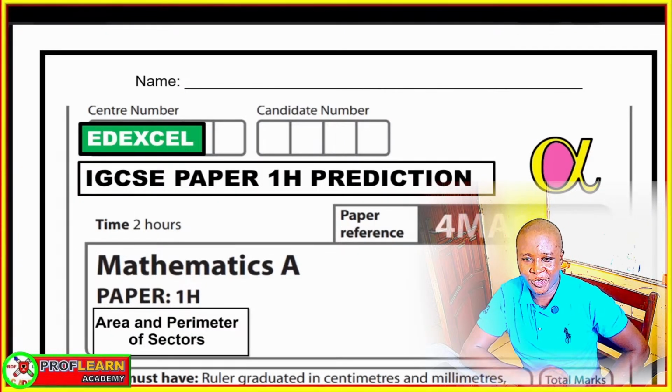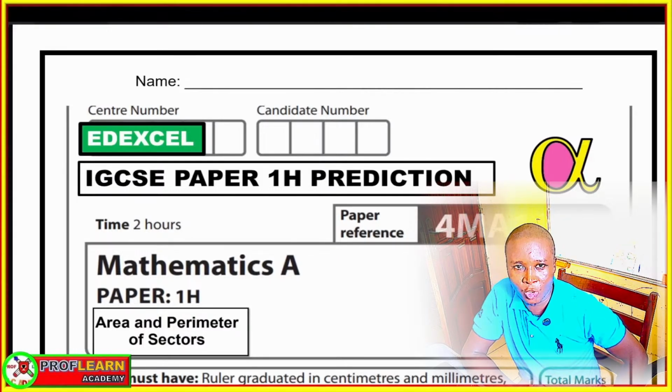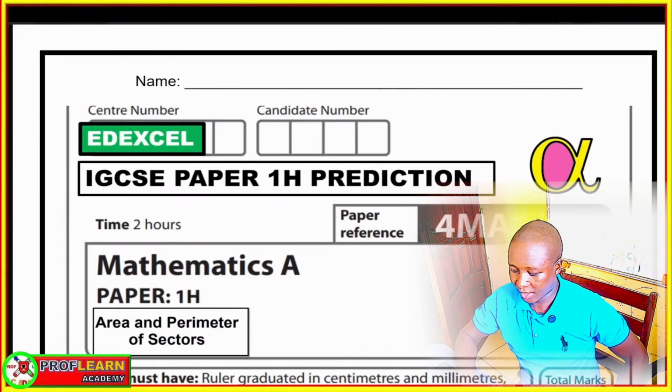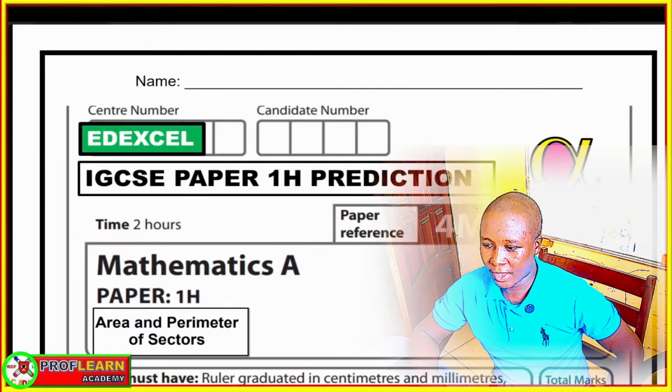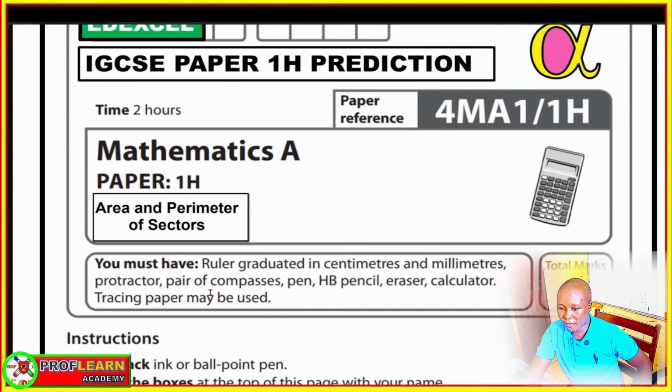Welcome to our tutorial on the ProfLearn YouTube channel. In this video, we're going to look at predicted concepts for IGCSE Edexcel Math Paper 1. We're going to look at the area of sectors and the questions you may be asked about them. So let's dive in and see how you're supposed to approach questions. You may be told to find the area and perimeter of sectors and areas of circles.